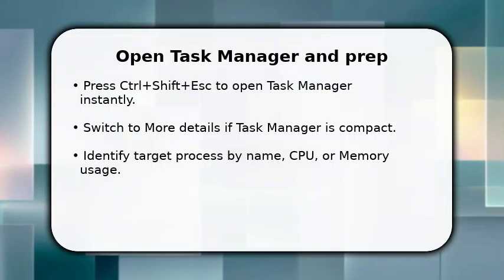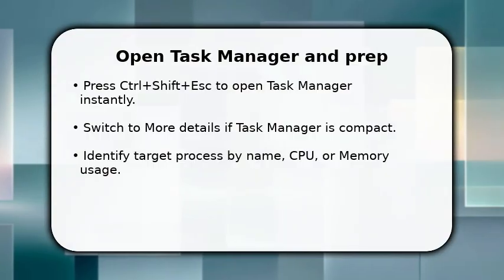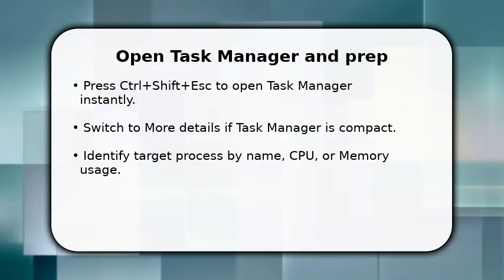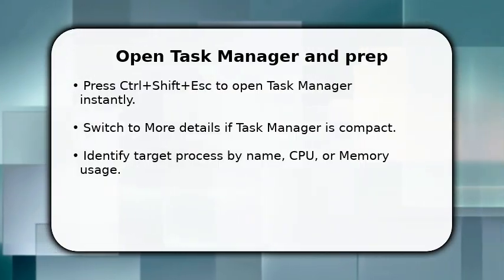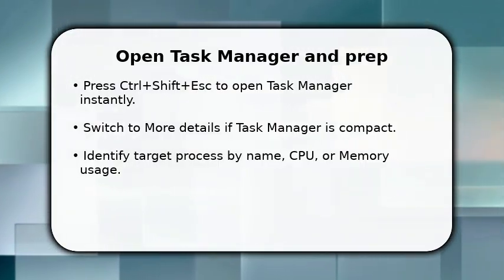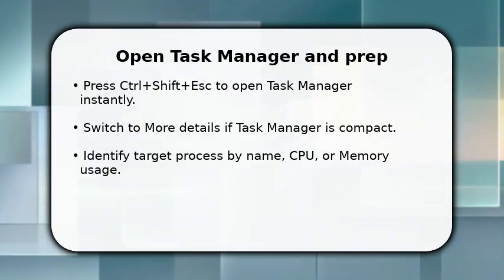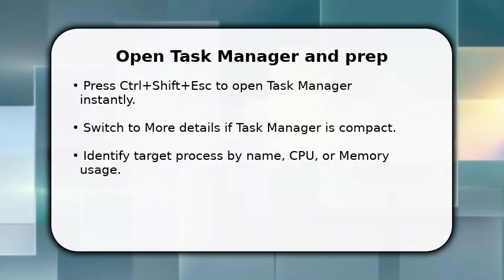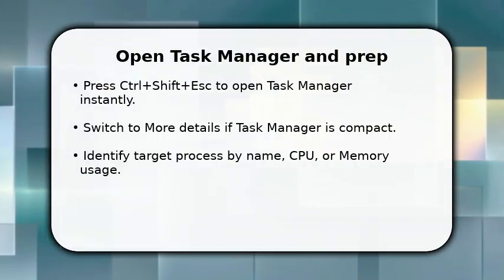You start by opening Task Manager with Control plus Shift plus ESC so you don't waste time clicking through menus. Once open, make sure you switch to More Details to see all running apps and background processes. This gives you the context you need. Now visually scan name, CPU, memory, and disk columns to find the high usage or misbehaving process.